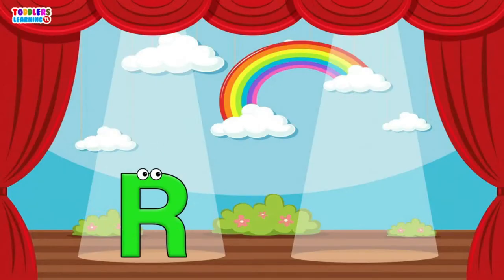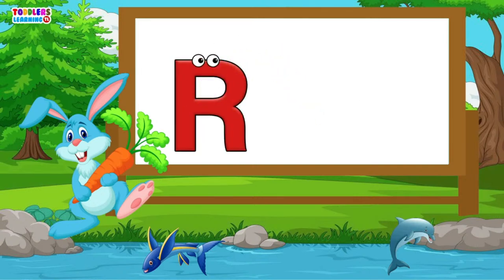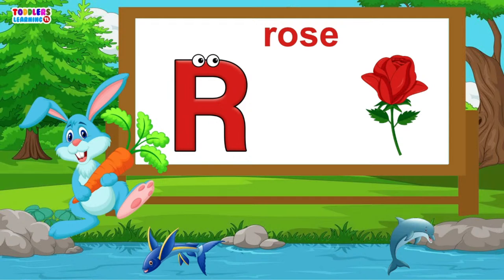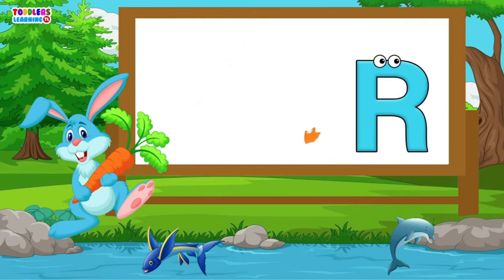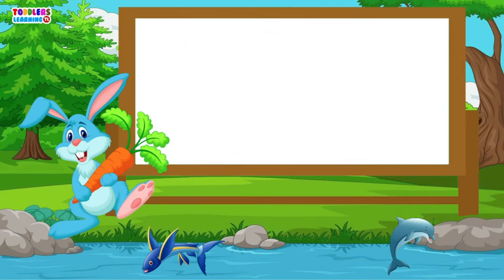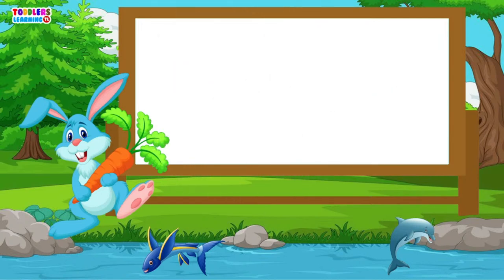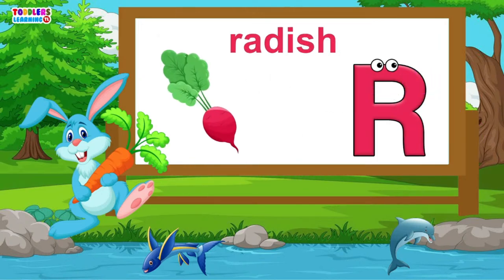This one is uppercase R. This one is lowercase R. Today we will learn different words that start with letter R. R. The sound of R is R. R for rose. R for rain. R for rake. R for radish.